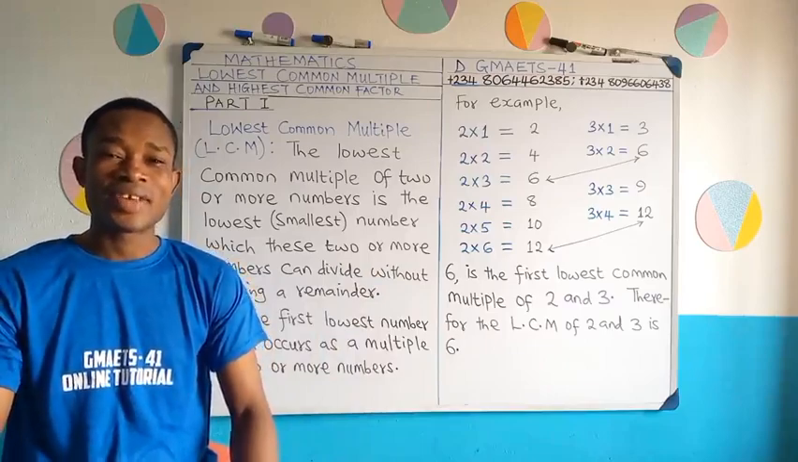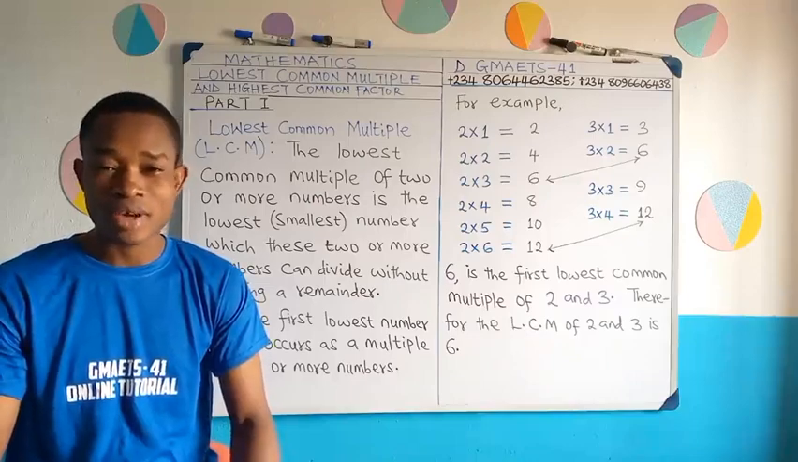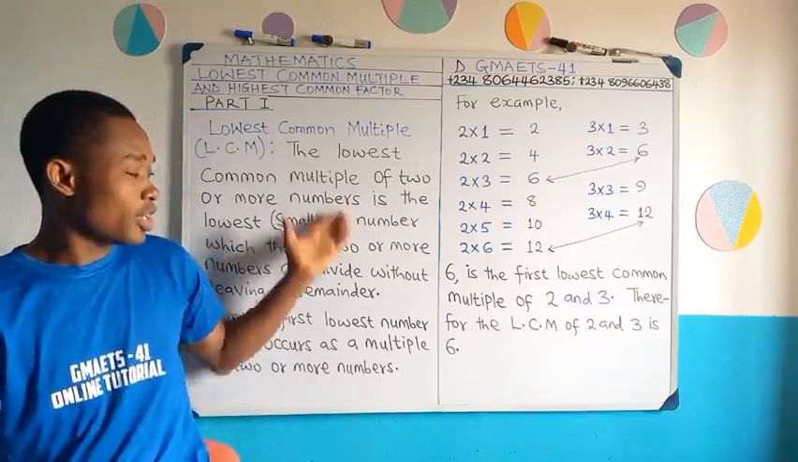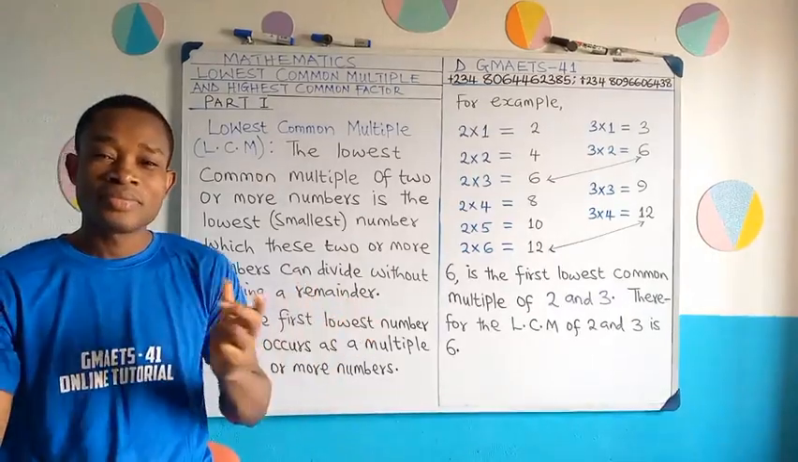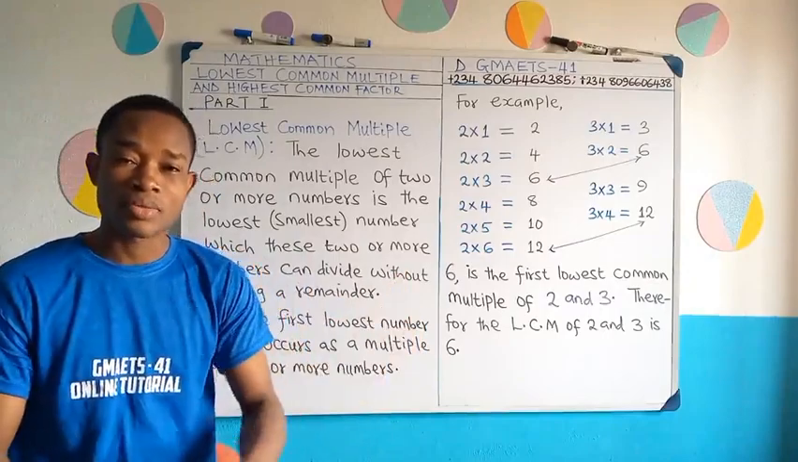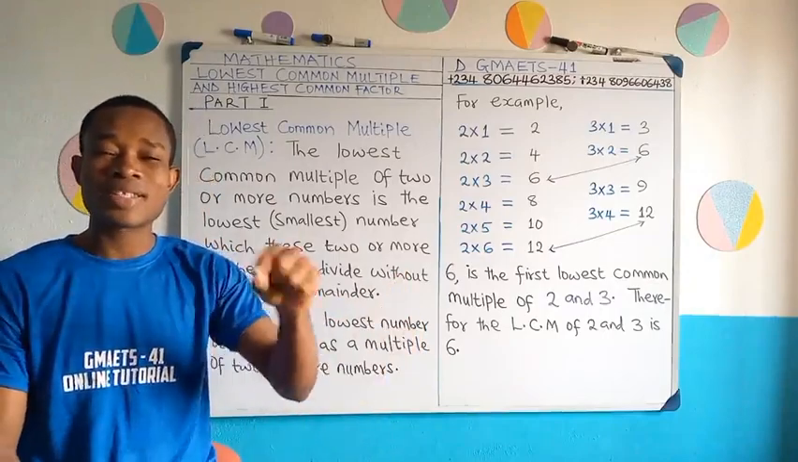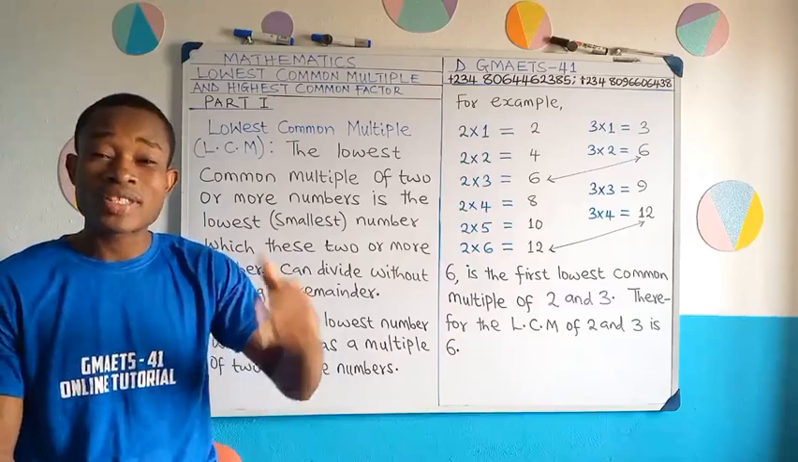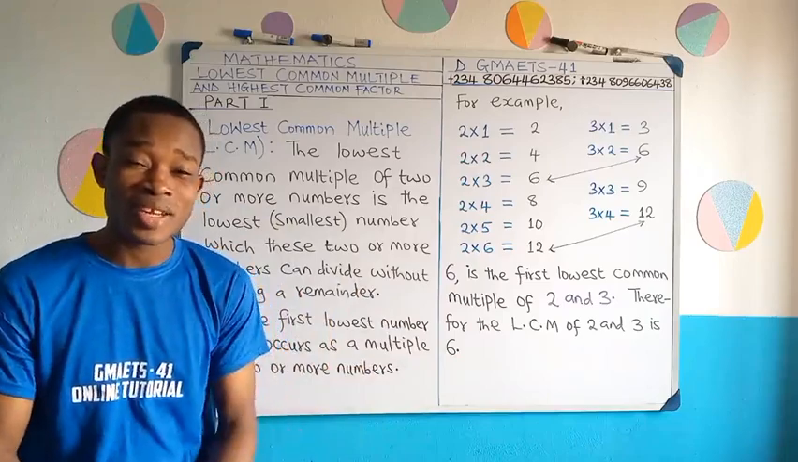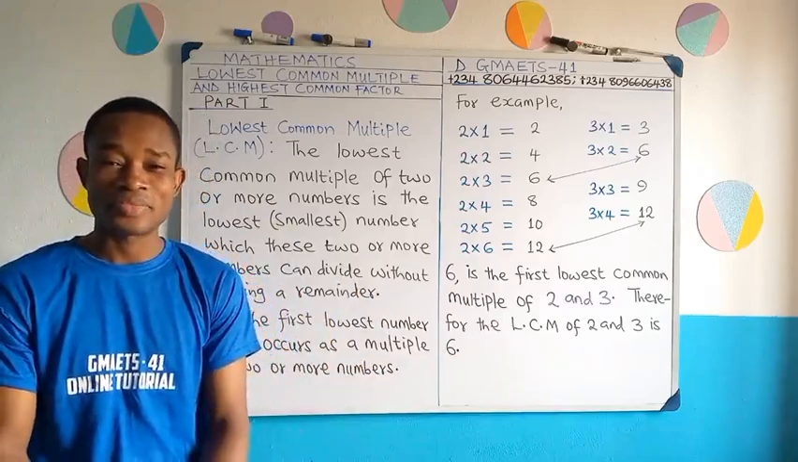First, what is LCM, the lowest common multiple of 2 or more numbers? I have the explanation here on the board. The lowest common multiple of 2 or more numbers is the smallest number, the lowest number that the 2 or more numbers can divide without leaving a remainder.